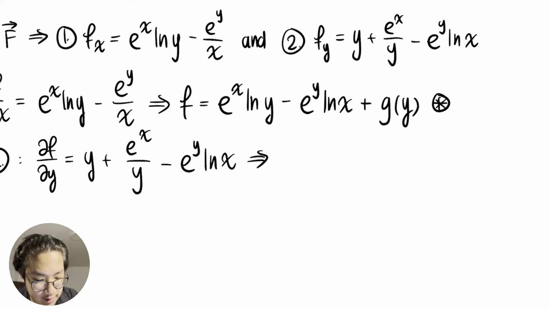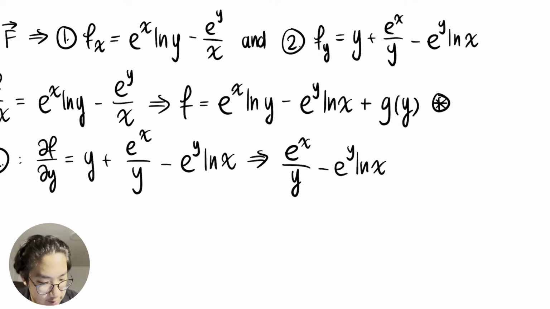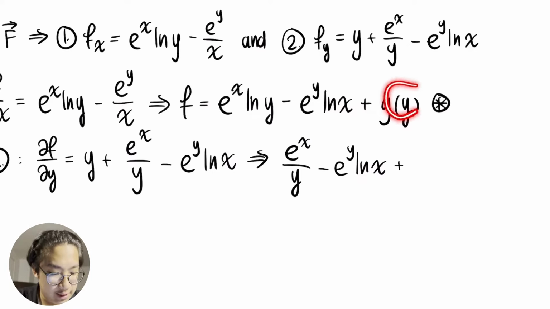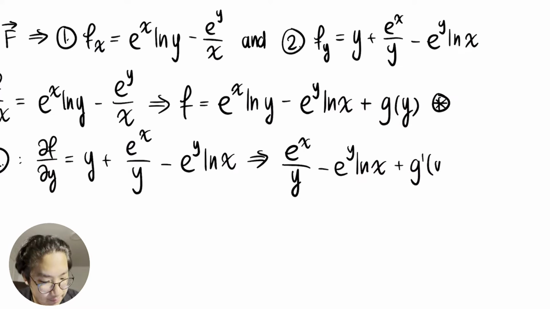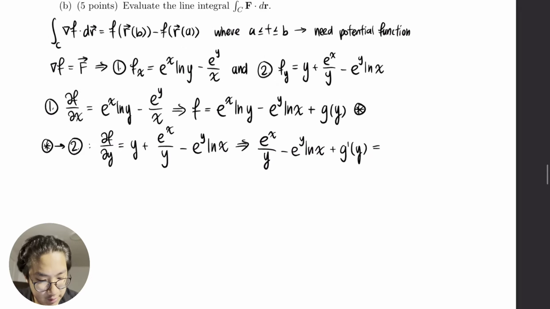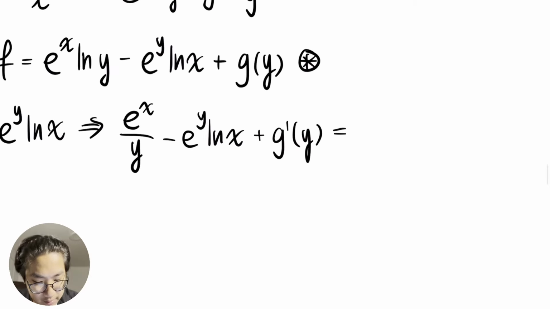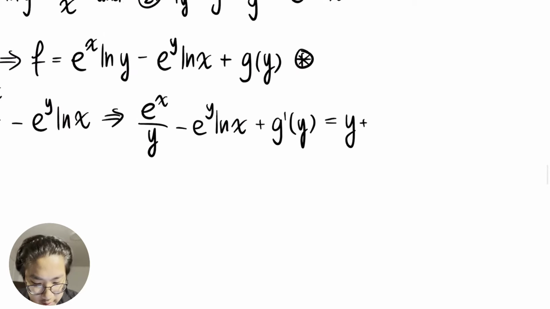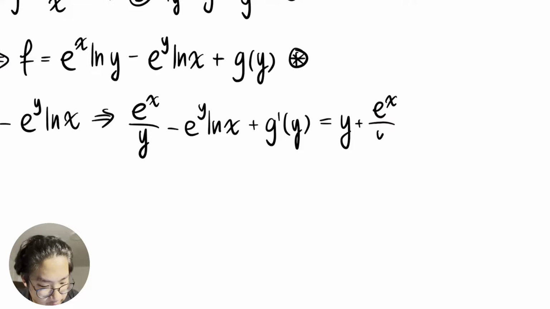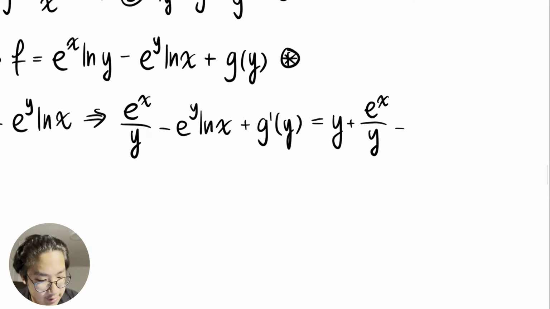So we have e to the x, and then ln y, whose derivative with respect to y is 1 over y. Then this stays the same, e to the y ln x. Here is where it's important that we don't just have a constant, because we take the derivative with respect to y. If this was a constant c, it would just go to 0, but in this case it goes to g prime instead. So you have g prime of y, and this is still equal to that exact right side: y plus e to the x over y minus e to the y ln x.